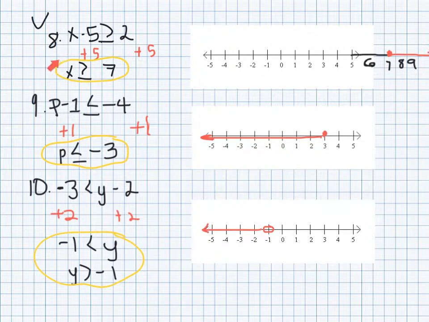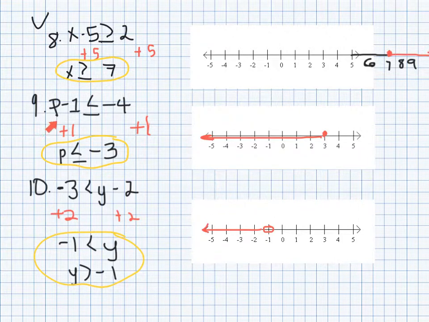Checkpoint 8 is x minus 5 is greater than or equal to 2. We're going to add 5 to both sides to isolate the x. We end up with x is greater than or equal to 7, and then we have the equals as part of this. So it's going to be a closed circle over the 7, and the solutions will be everything to the right and including 7.